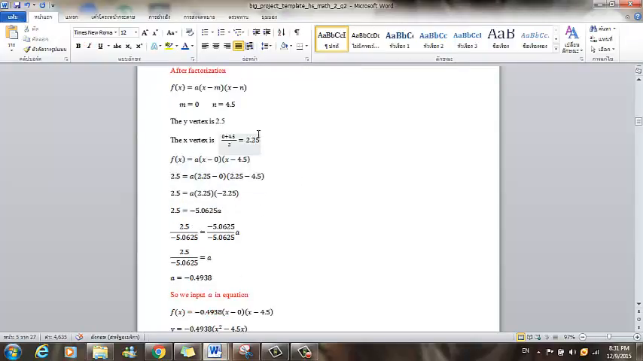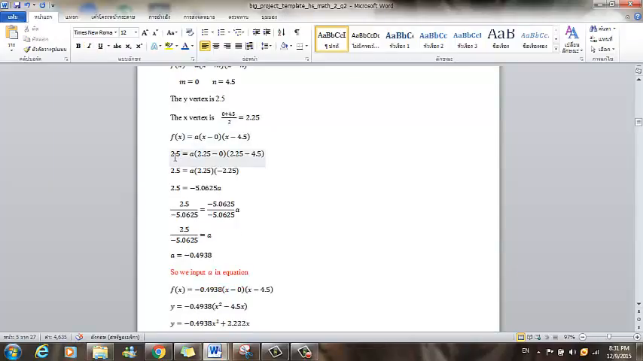Now we input everything that we know. We know that the beginning of the distance is 0, and the end of the distance is 4.5. And this is y. So we already know the y. Y is 2.5 here.